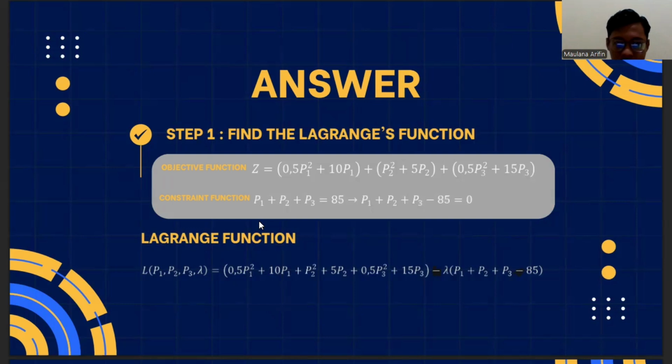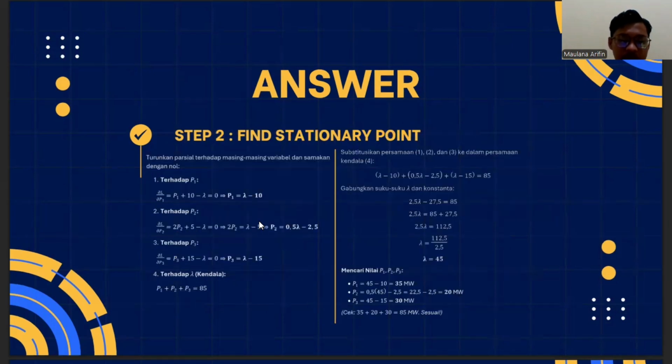Next step is to find the stationary point. To find this, we take the partial derivative with respect to each variable and set it equal to 0. The stationary point: the partial derivative with respect to P1 equals lambda minus 10, with respect to P2 is 0.5 lambda minus 2.5, and P3 is lambda minus 15, and for lambda, P1 plus P2 plus P3 equals 85.